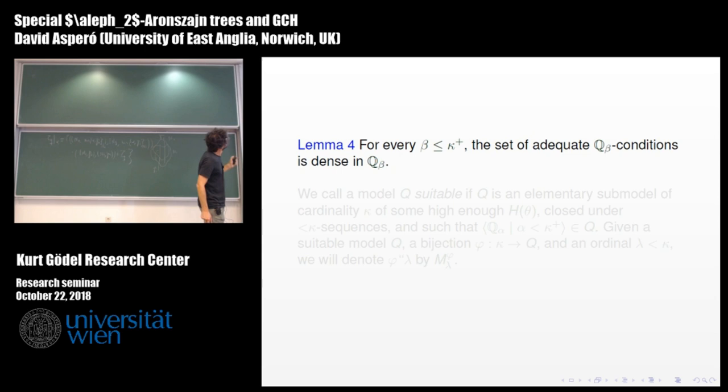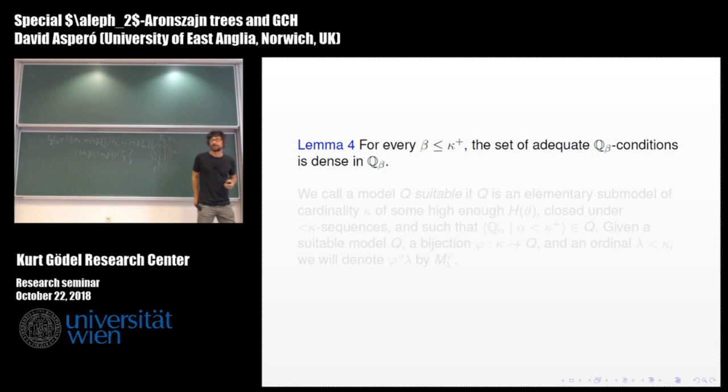Now, lemma four, I'm not giving the proof of it here, but it's not too difficult. It says that for every beta, the set of adequate beta conditions is dense in Q beta. Maybe we could have defined the forcing so that you require this full symmetry. But we decided not to do that, because it would really be a headache to prove everything, since you would have to go much more inductive. So it's better to define things the way I did and then prove this.